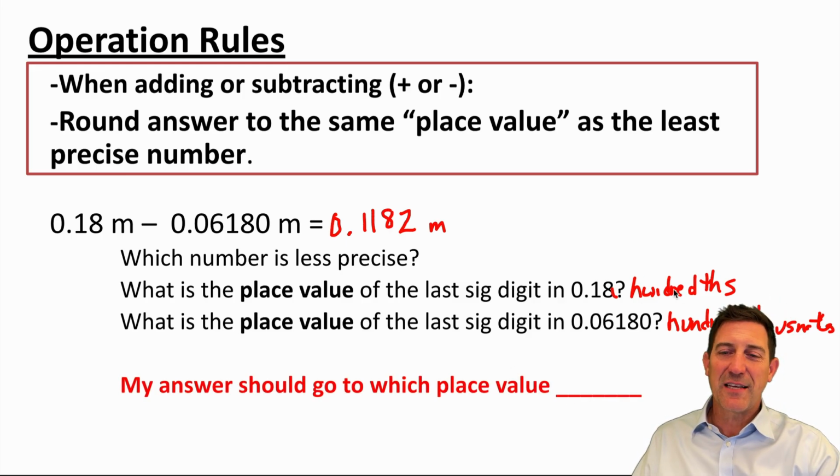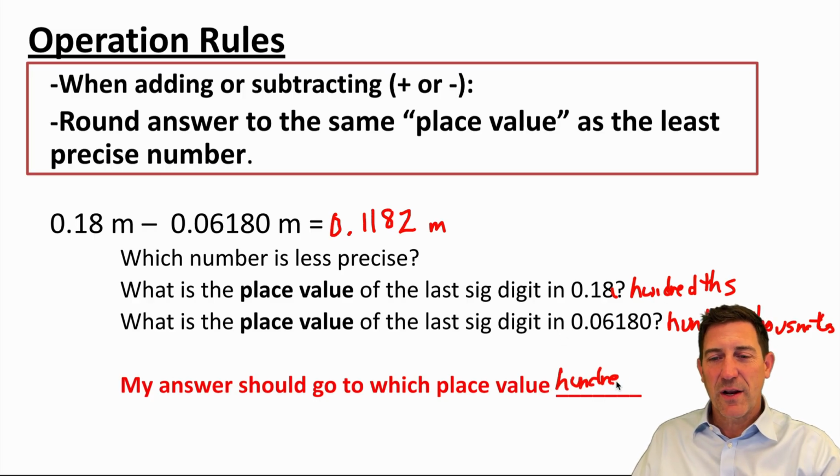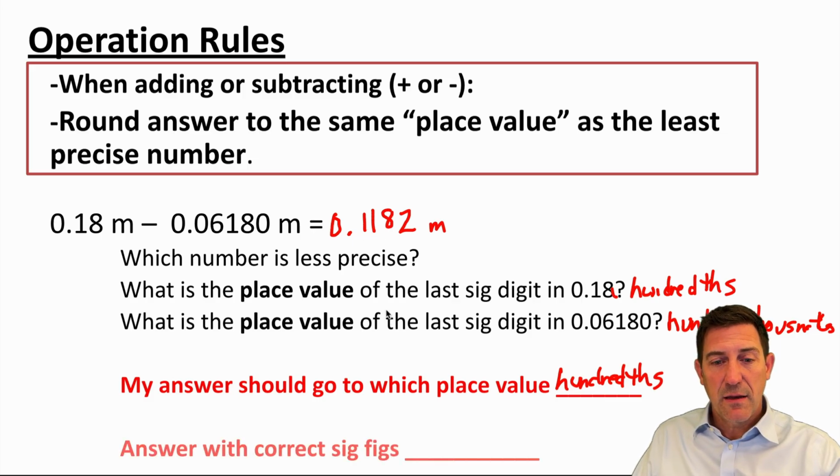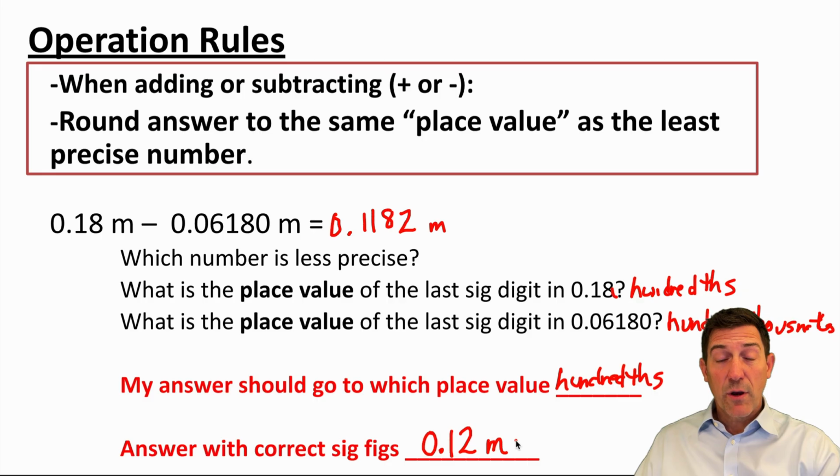Basically, my answer should go to what place value? It should go to the one that was less precise, and it should go to the hundredths place. So that means we're going to have to round our answer up here to the tenths, the hundredths. We always look at the number after that and see if it's 5 or greater. In this case, it is because it's an 8, which means that would cause us to round this number up, and our final answer then is going to be, I'll put that 0 as a placeholder out front, 0.12 meters.